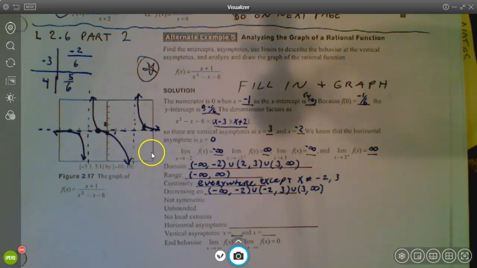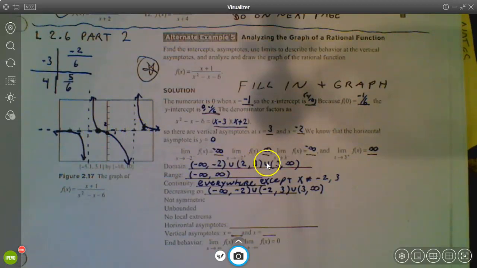Negative infinity. And as we approach positive 3 from the right, we're approaching positive infinity. Right? And so that's how we were able to fill those in. And you can see why it's so much better to have the graph done first before you answer questions like this. As far as the domain, we can see that it's everything except negative 2 and positive 3.